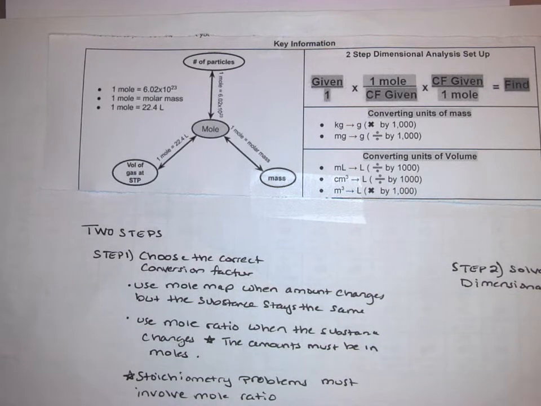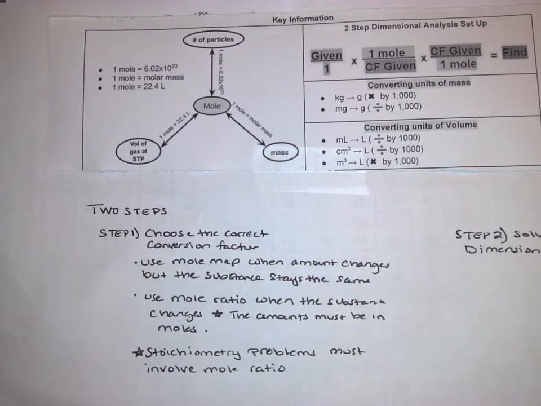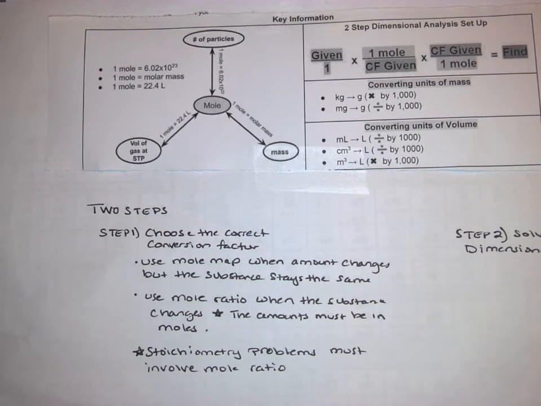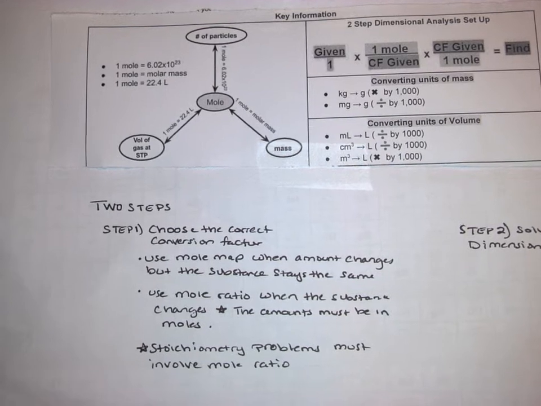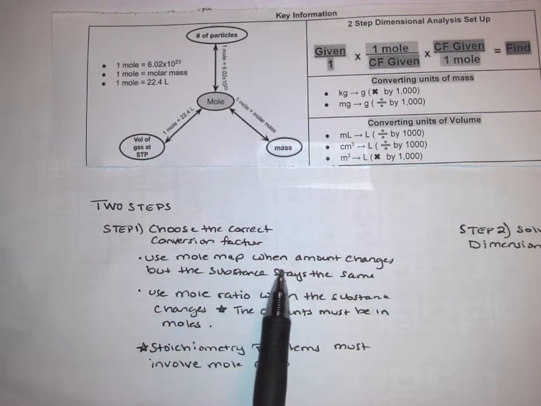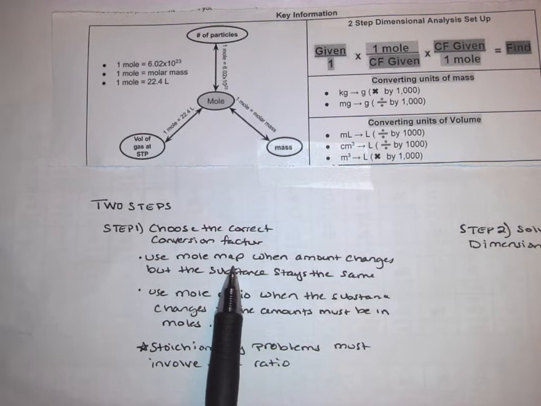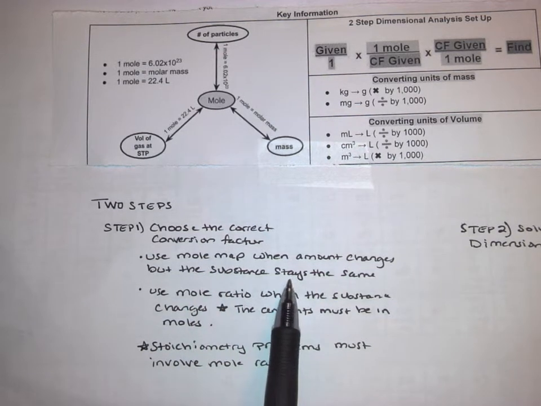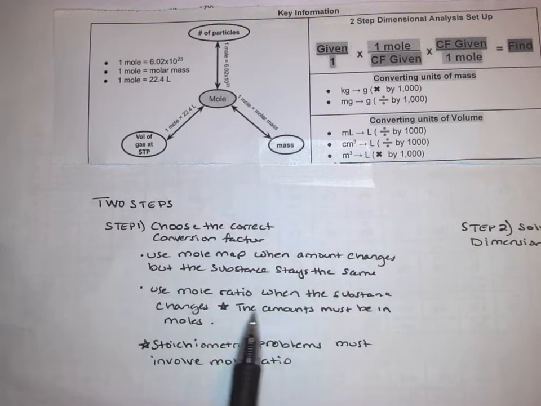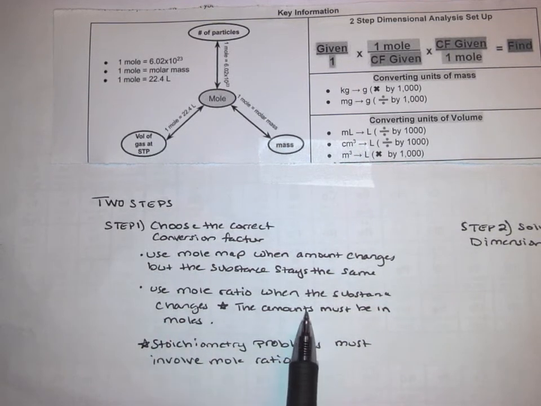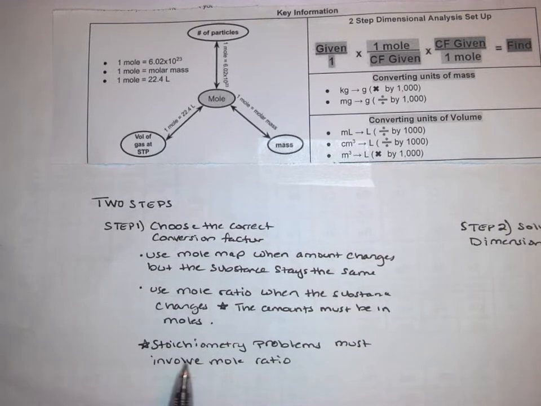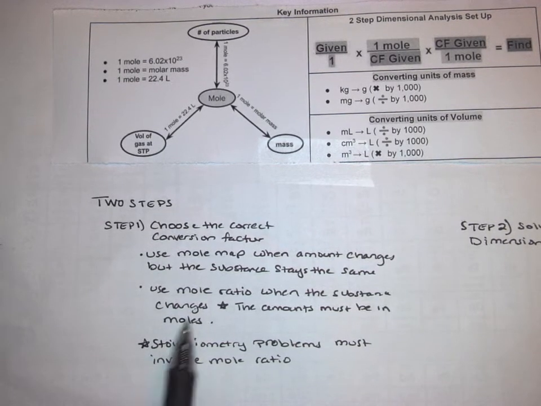The process for that is reading and then identifying our given and find. Once we do that, depending on our plan, we will either use the mole map, if we have the same substance but are trying to convert between different amounts, or we'll use the mole ratio when we're trying to convert between different substances. In this case, the amounts must be in moles, so we'll be going from the moles of one substance to the moles of a different substance. Stoichiometry problems must involve a mole ratio. If it doesn't involve a mole ratio, it's not stoichiometry.